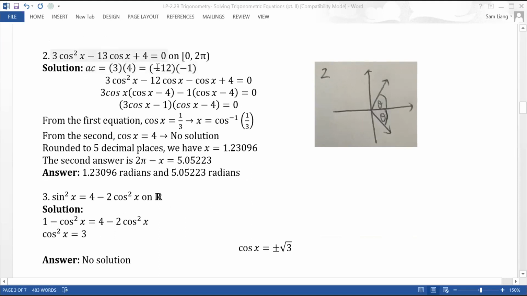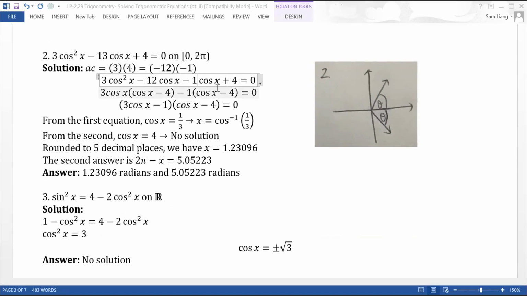That should be negative 12 and negative 1, right? So that tells us how to split up the middle term so that we can factor by grouping. So we get 3 cosine squared x minus 12 cosine x. And just to emphasize my point, I'll write negative 1 cosine x here. All right, we have the negative 12 and negative 1 here, and then plus 4 equals 0.